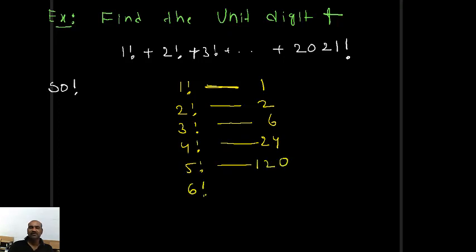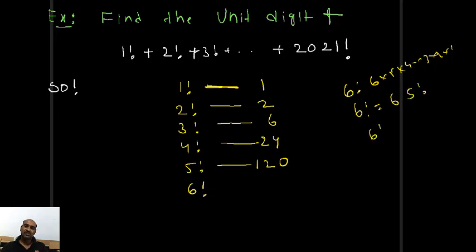What is the value of 6 factorial? Actually 6 factorial means 6 into 5 into 4 into 3 into 2 into 1, or 6 factorial equals 6 into 5 factorial, that is 6 into 120. 5 factorial ends with 0, so obviously 6 factorial also ends with 0, because 6 into 0 is 0. Actually the value is 720 only, but I don't want its value. I want the unit digit of 6 factorial, and I can say the unit digit of 6 factorial is 0 only.